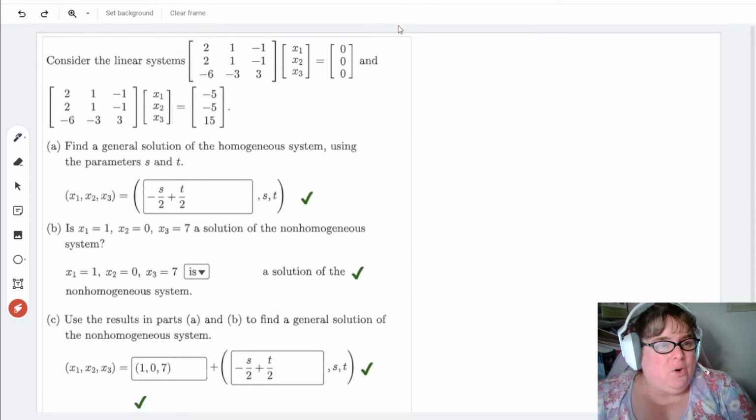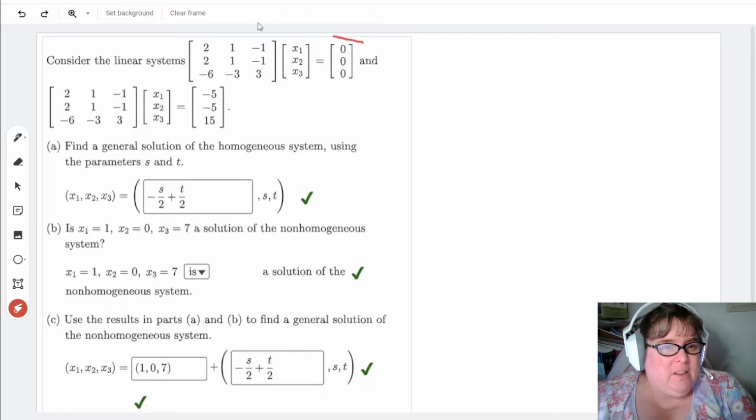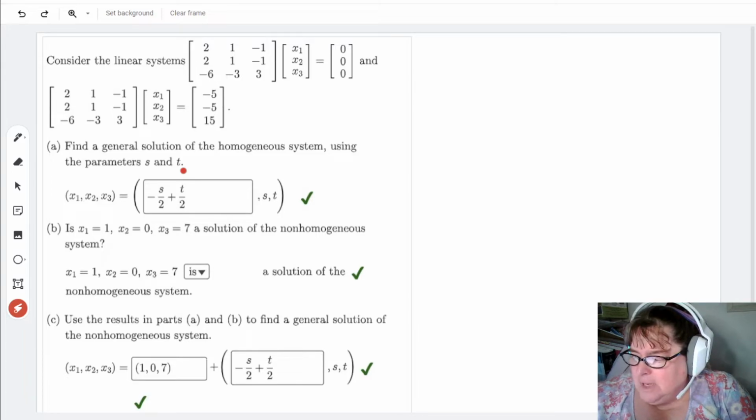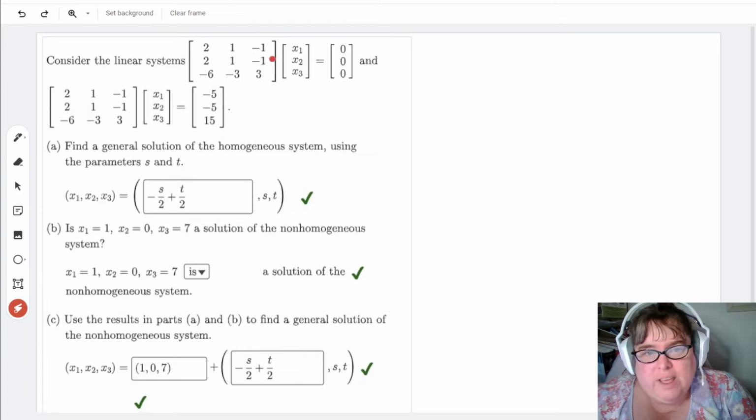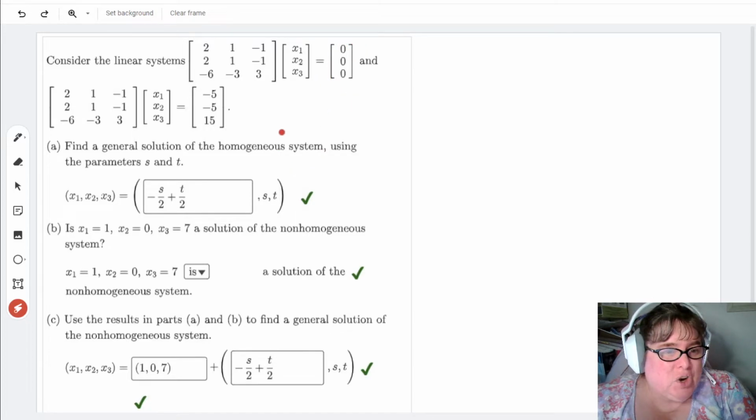Okay, so for question number 6, it's a little more complicated. We have this set of matrices here, and this set of matrices here. It asks us to find a general solution of a homogeneous system using the parameters s and t. A homogeneous system is a set of equations that are all equal to 0. So we need to solve this and determine if they are in fact equal to 0.